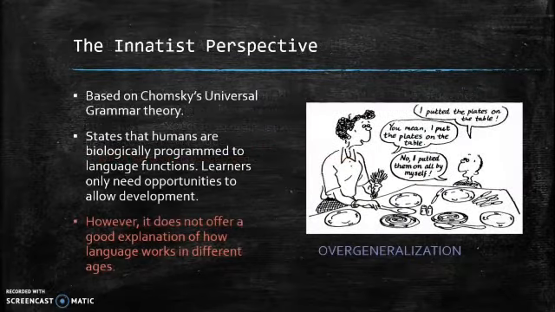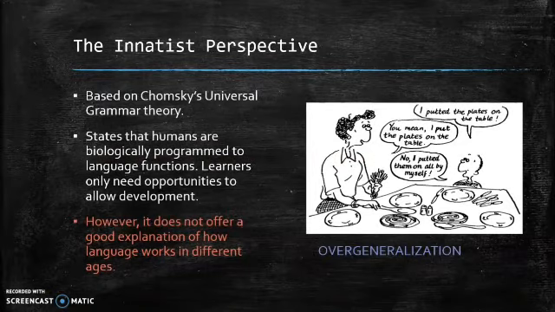The innatist perspective. This theory is based on Chomsky's universal grammar theory, which states that all children or adult learners will be able to grasp the grammar of the language they are surrounded by. It states that humans are biologically programmed for language functions. This means that all humans come with a specific module in our brains that will help us develop language. Learners will only need opportunities to allow development, since we already have the skills in our brains. We just need some guidance or tutoring or exposure for us to develop the language skills.